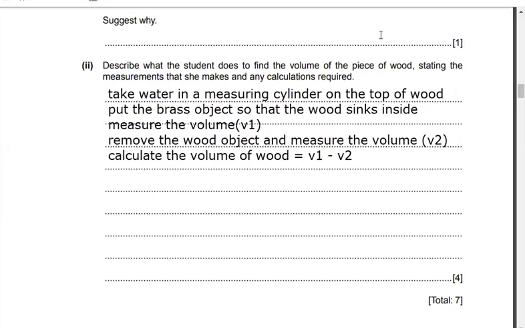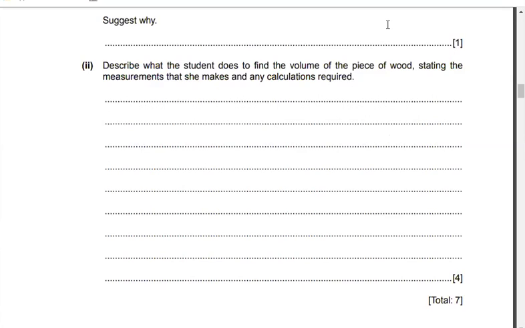But sir, I wrote V2 minus V1 in the answer. That's fine, but if you specify what V2 is and what V1 is, then you don't need to worry about it. Understood? Clear? Yes, sir. Then moving on to the next question.